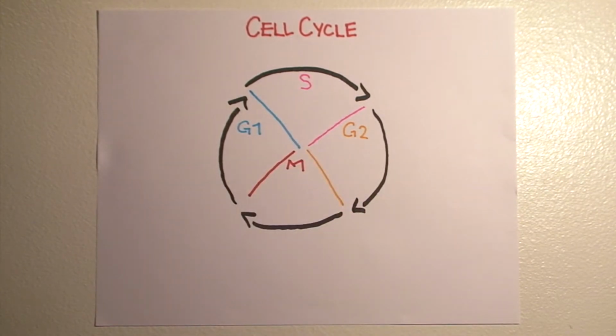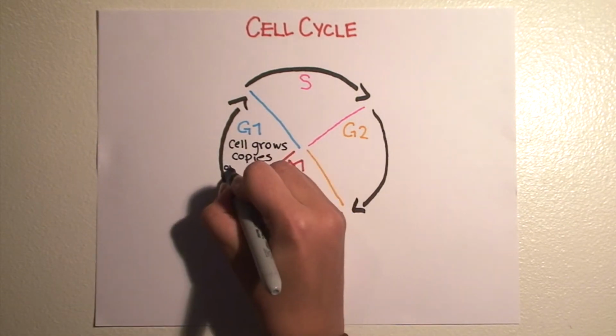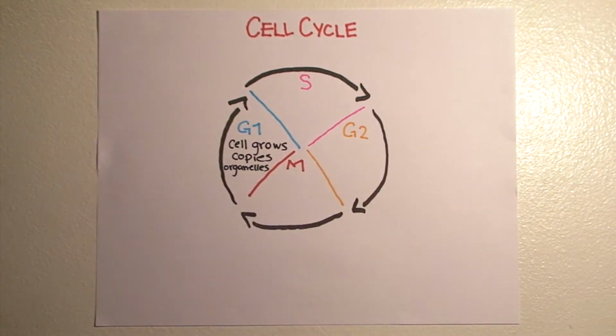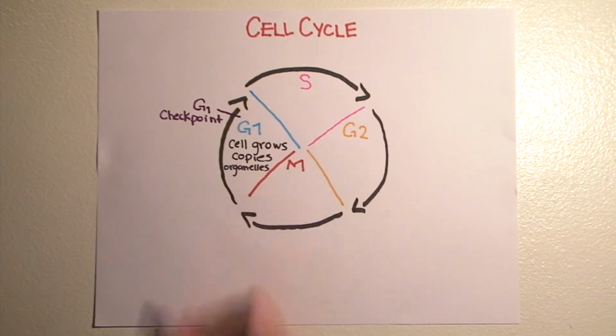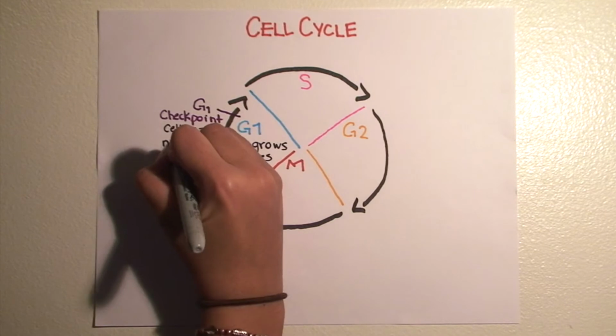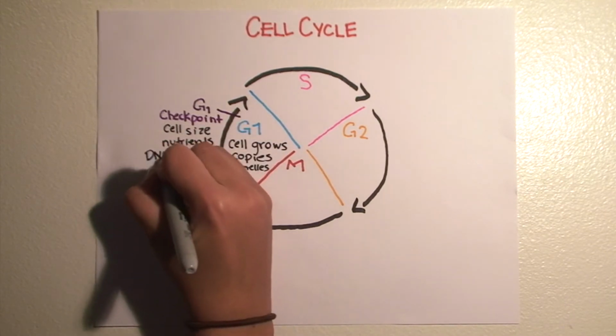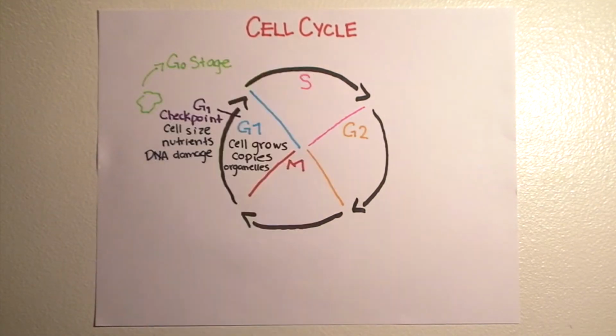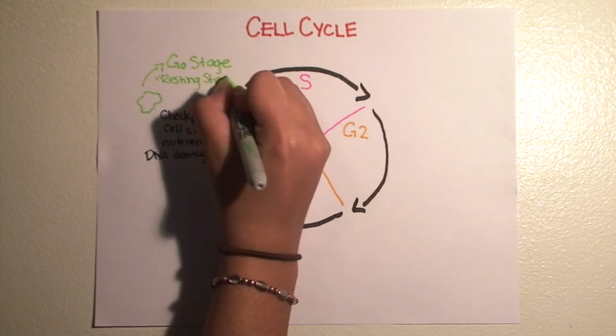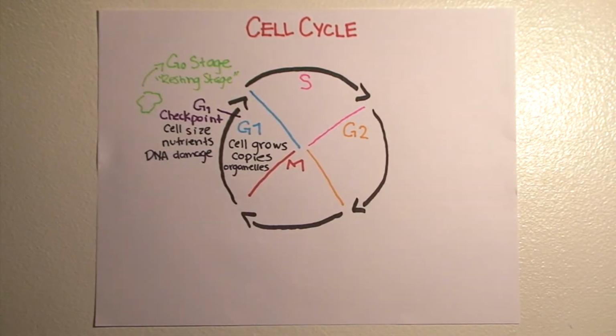In the G1 stage, where G stands for growth, the cell just grows, it copies its organelles, and it will accumulate materials that will be used in the next stage, which is synthesis. To go on to the next stage, the cell must pass through the G1 checkpoint to ensure that it is a decent cell size, it contains the correct nutrients, and its DNA is not damaged. If the cell by any chance has any of these defects, it will go to the G0 stage, also called the resting stage, in which the cell repairs itself or it is permanently arrested.